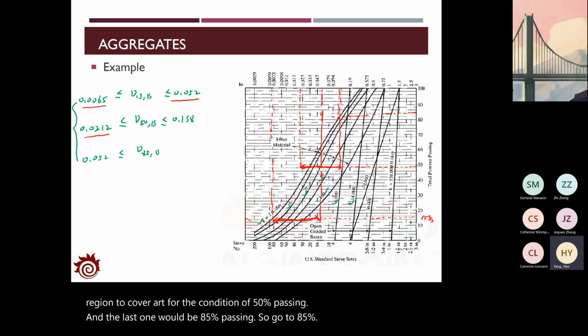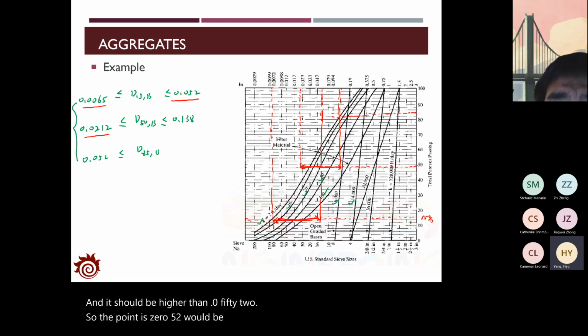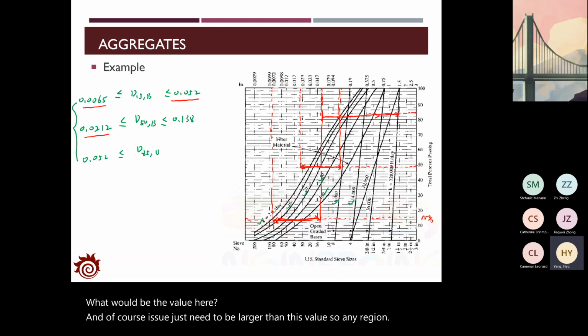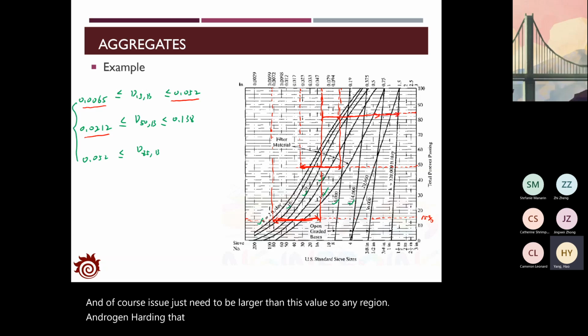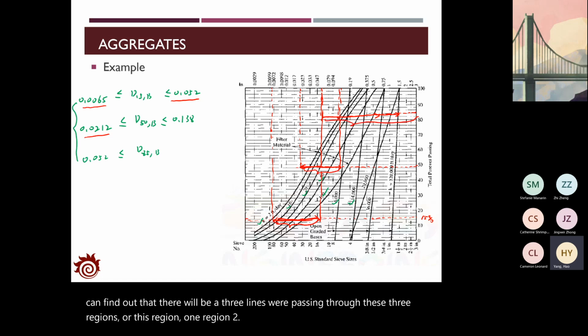And it should be higher than 0.052. So 0.052 would be the value here, and of course, it just needs to be larger than this value. So any region higher than that should be fine. In that sense, you can find that there will be 3 lines passing through these 3 regions: region 1, region 2, and region 3.